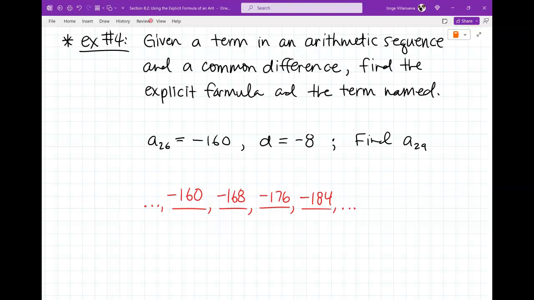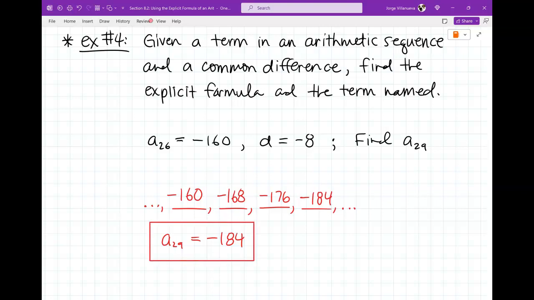We're done. But what if I would have said, what's A sub 57? Are you going to say, okay, I'll start at negative 160 and subtract 8 however many times? Right? I mean, you could. It's not wrong. So I'm going to put A sub 29 right here is negative 184. And we're done, but let me show you another way you can do it.